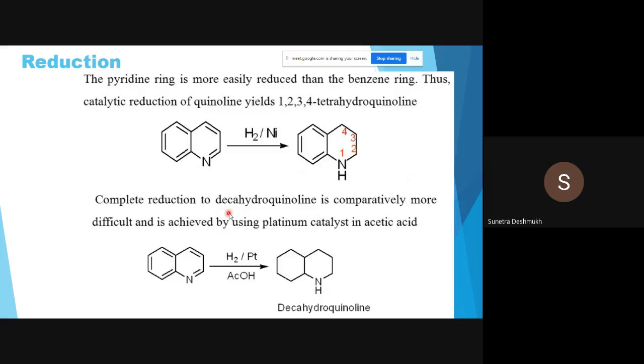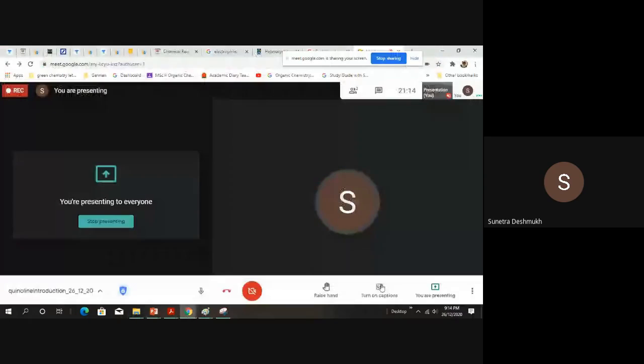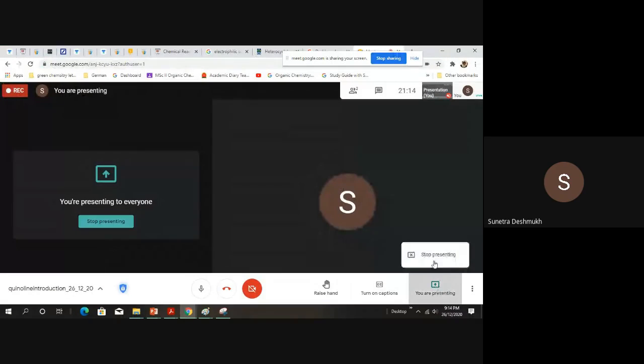Complete reduction to decahydroquinoline is comparatively more difficult and is achieved by using a platinum catalyst in acetic acid. So complete reduction to decahydroquinoline we can get by catalytic reduction with platinum in the presence of acetic acid. These are some examples of electrophilic substitution reactions, and next we will cover nucleophilic substitution reactions as well as the synthesis of quinoline.